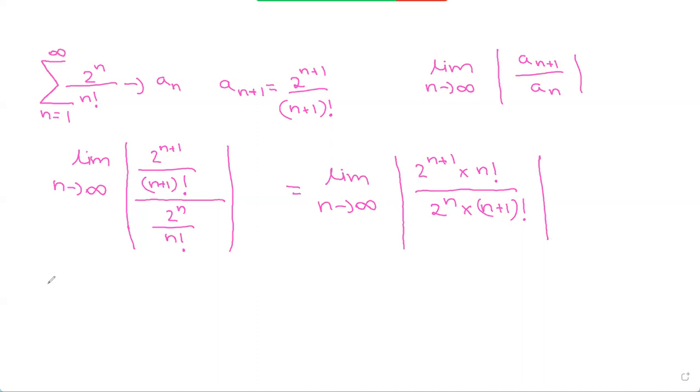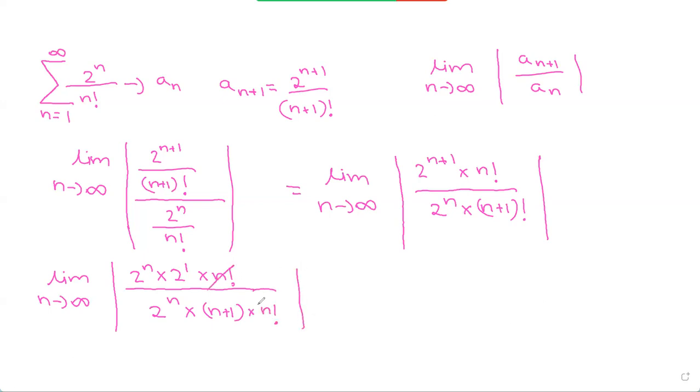Now we can simplify this. This can be written as 2^n times 2^1 times n factorial divided by 2^n times (n plus 1) times n factorial. So these two get cancelled out, and these two get cancelled out. What we're left with is the limit as n tends to infinity of the absolute value of 2 divided by n plus 1.